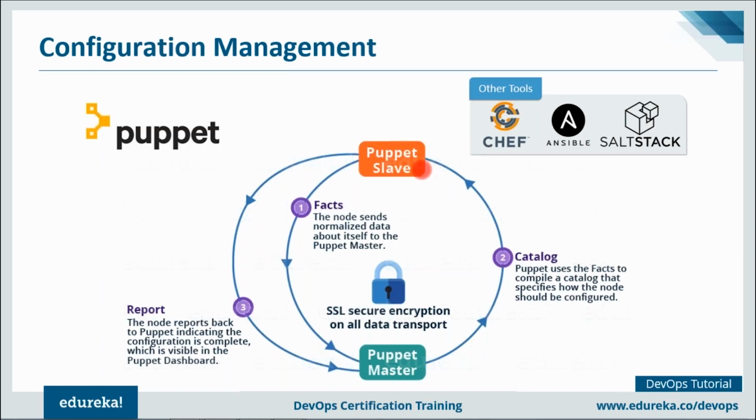Then what happens? The Puppet slave reports back to the master, indicating that configuration is complete, which is also visible in the Puppet dashboard. So that's how it works, guys. If you have any questions or doubts, you can go ahead and ask me.